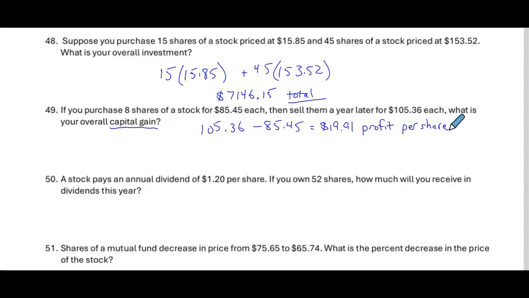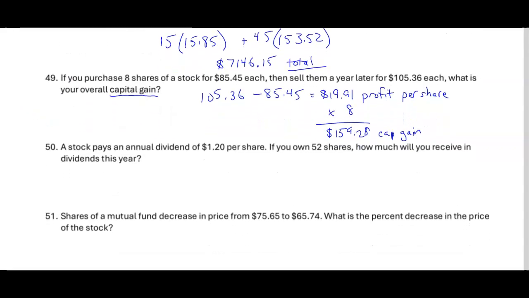Now it looks like we're to assume that we sold all 8 of them, just the way it's worded. We sell them a year later, so I think it's meant that we sell them all. So if we multiply this by 8, what we end up with is $159.28, and that's your total capital gain. All right, so it's figure out the profit of one stock and multiply by how many shares, or you could do the total buy price and then the total sell price and subtract those two. That would have worked as well.